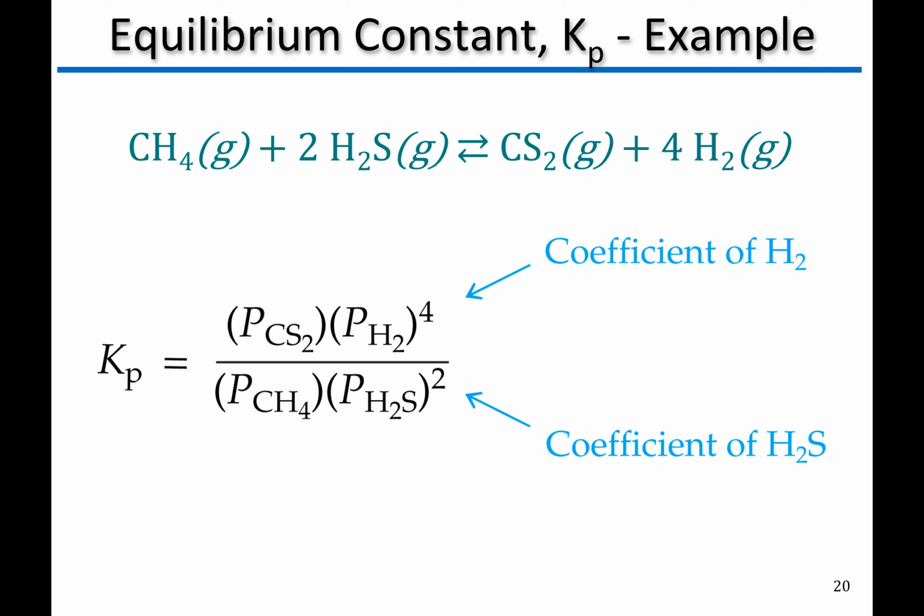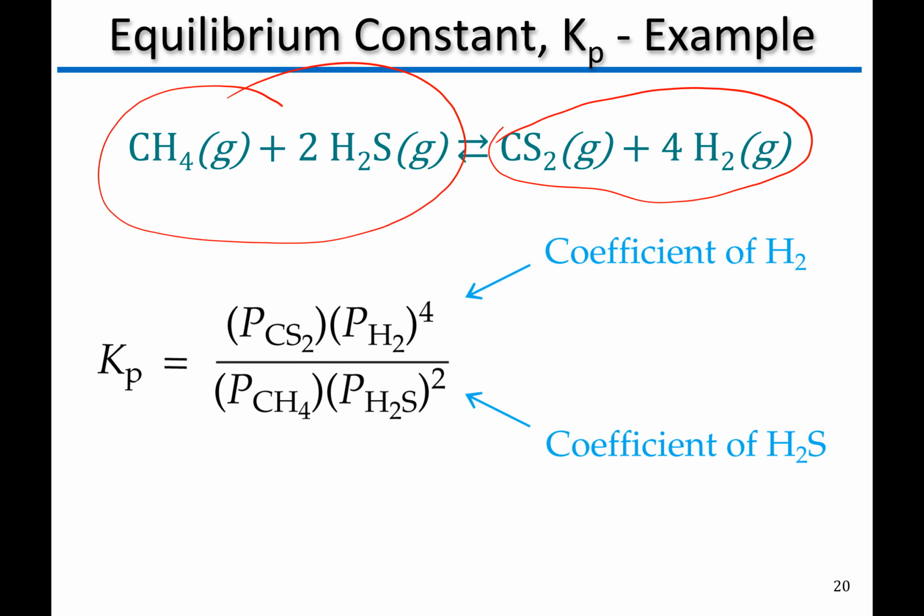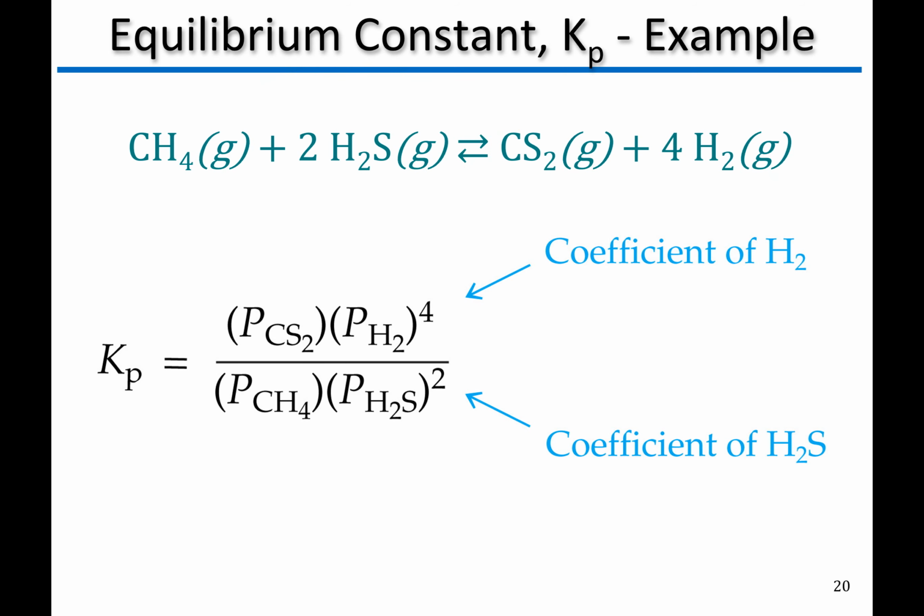Okay, so suppose we have this system. We have methane gas reacting with H2S to give us CS2 and hydrogen. Suppose we want to write our Kp expression, so our equilibrium expression. Again, we'll take our products over our reactants. Sometimes I say those backwards. Products over reactants, and we'll write it the exact same way.